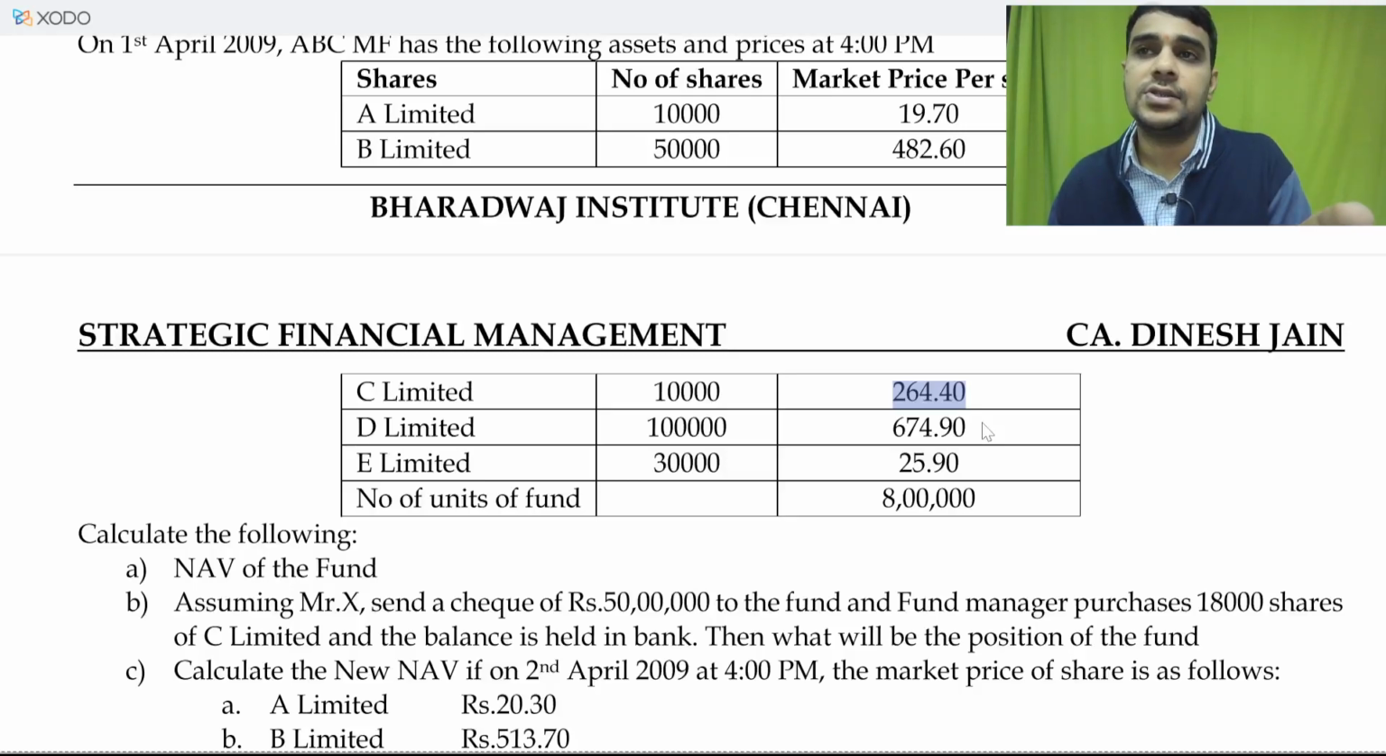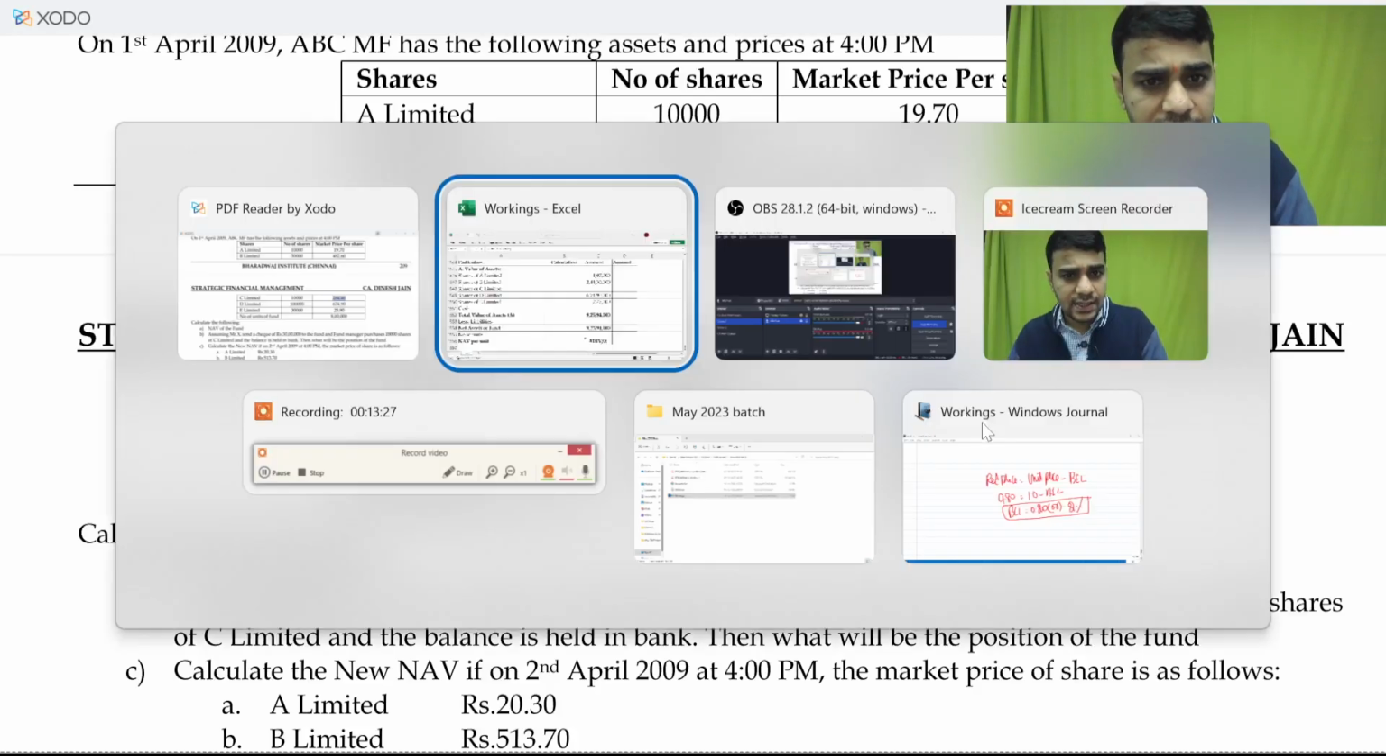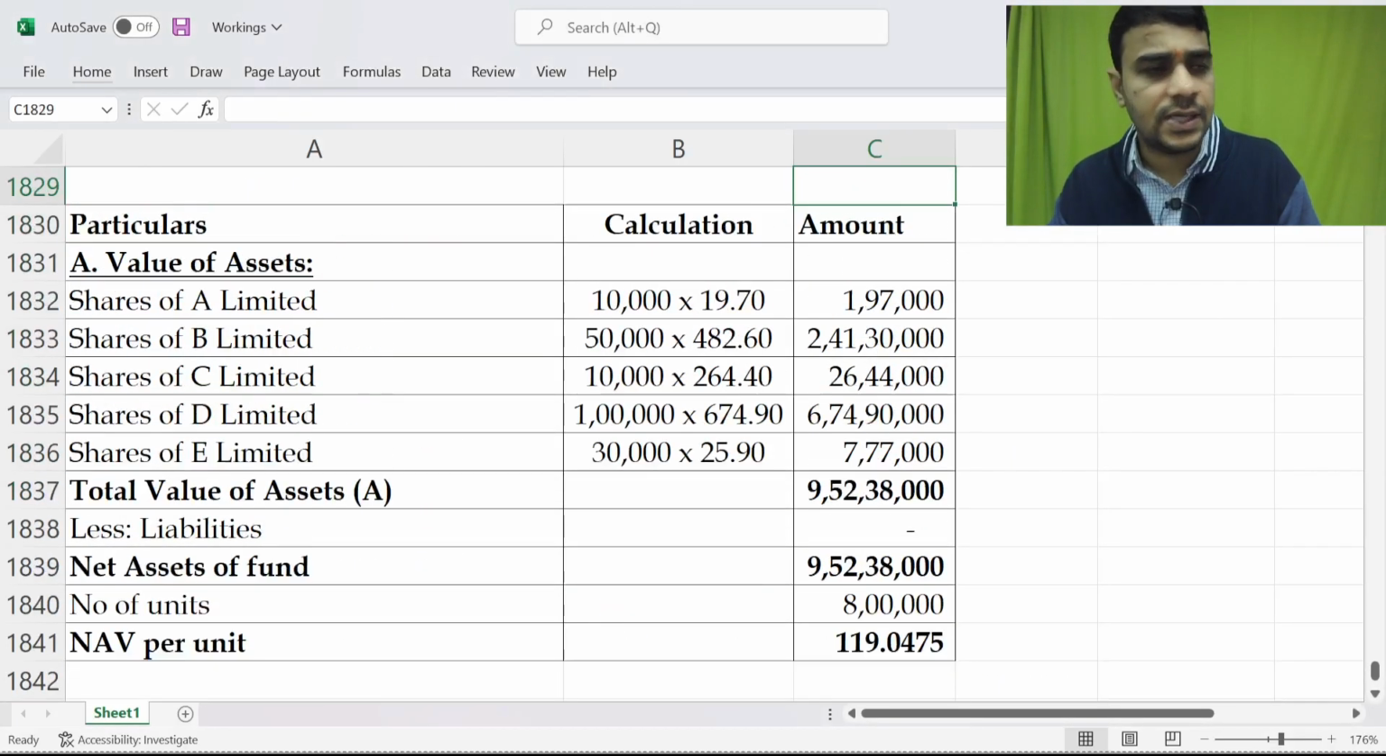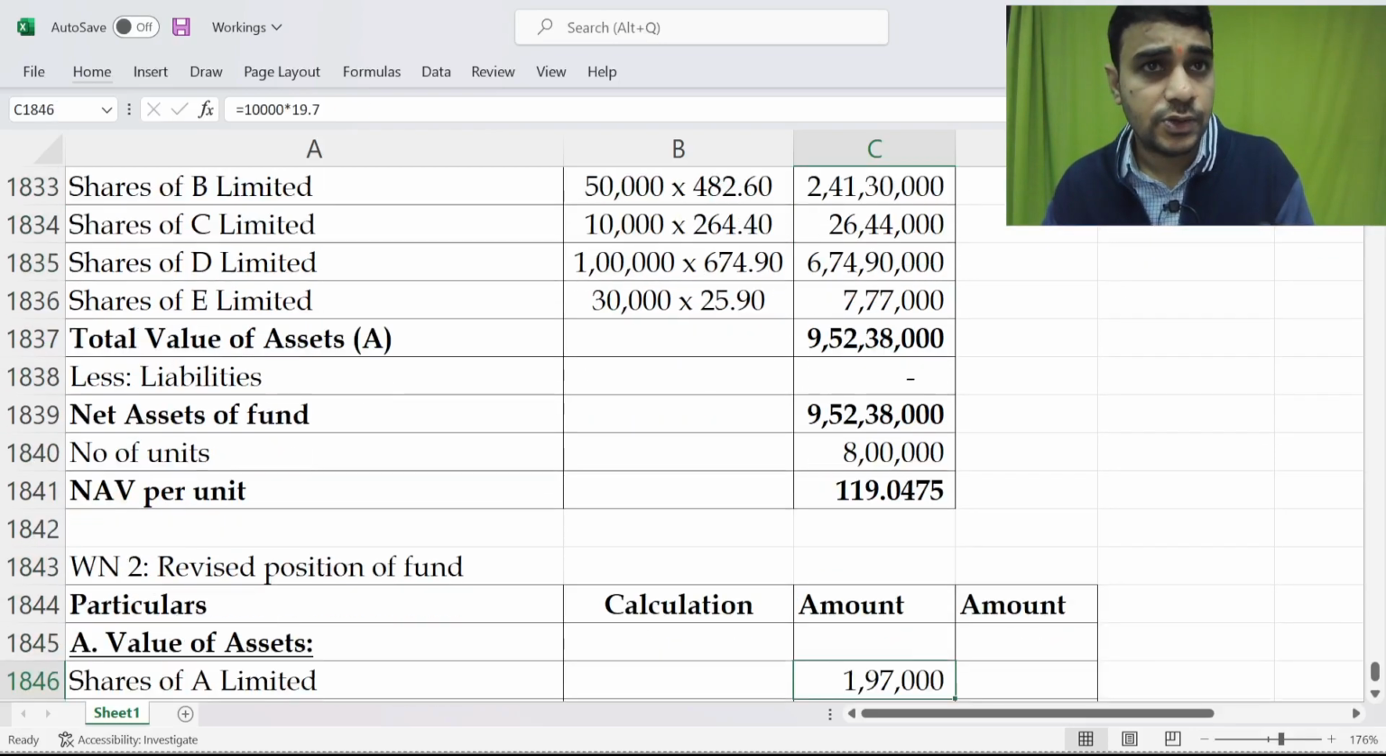Assume Mr. X buys the units from the market. If they say he buys the units from the market and it's a close-ended fund, then my answer for part 1 and part 2 remains the same. Nothing changes. I cannot change anything because the underlying value of assets doesn't undergo a change. I don't buy any extra shares. There's no change in the number of units, so nothing is going to change. Okay, any doubts on this?